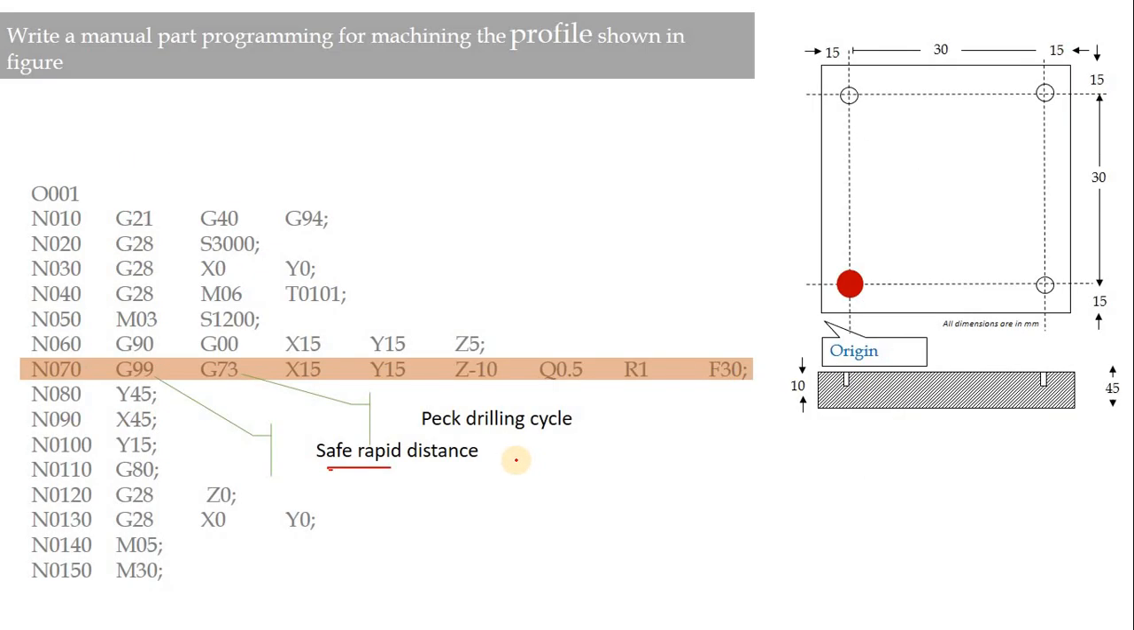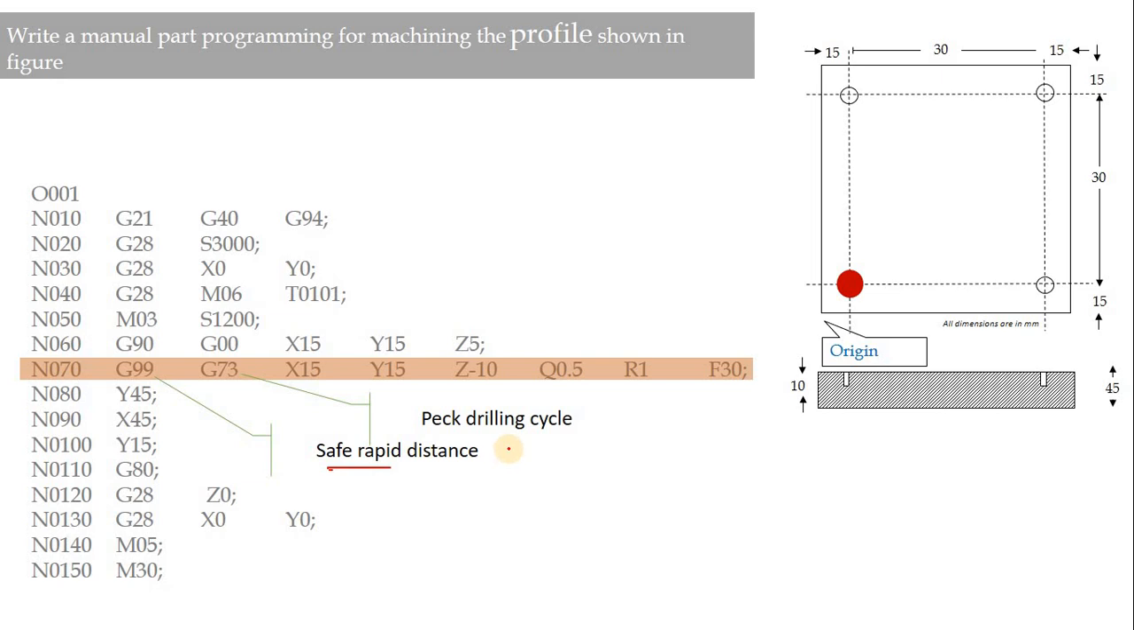G99 is a code which is used for a safe rapid distance. It is quite related to G73. When we write G99, the program will ask the tool to retract by the R value mentioned in the G73 line. If you don't mention it, the tool will retract to the Z value entered in the previous line, that is Z5. To avoid damage to the jigs and fixtures or other work holding devices, it is necessary that you use the G99 code.